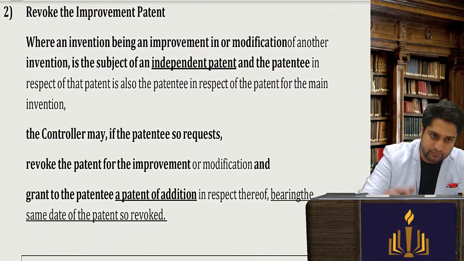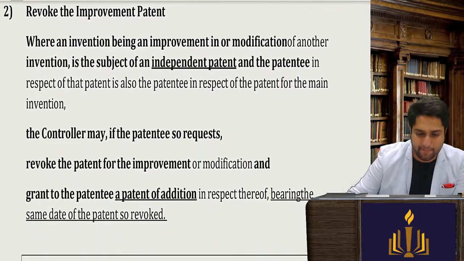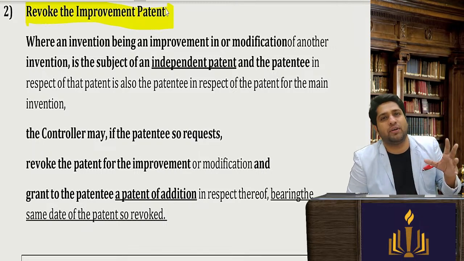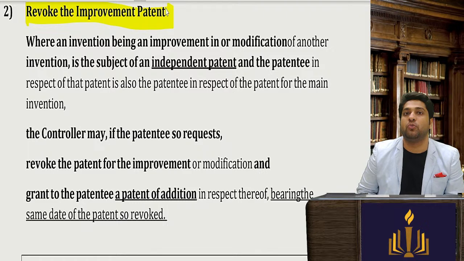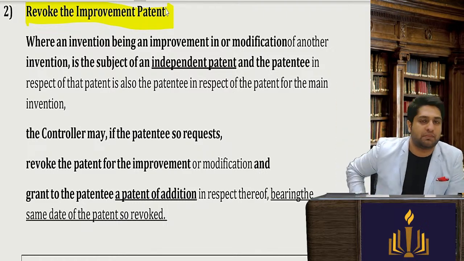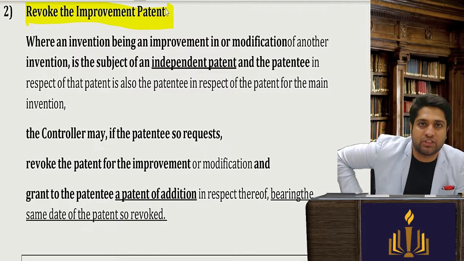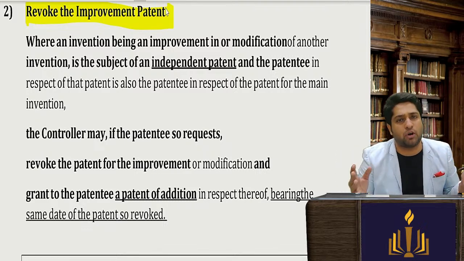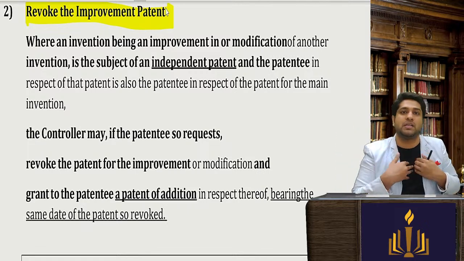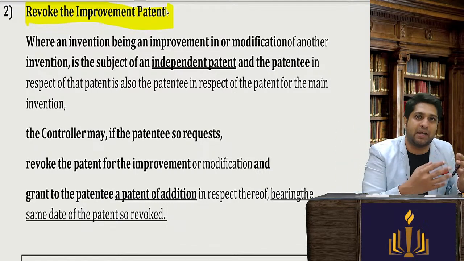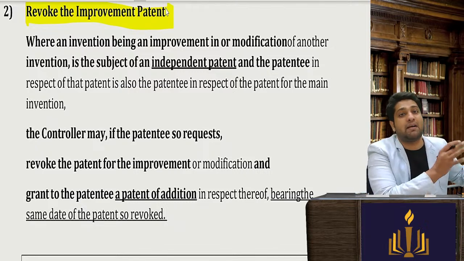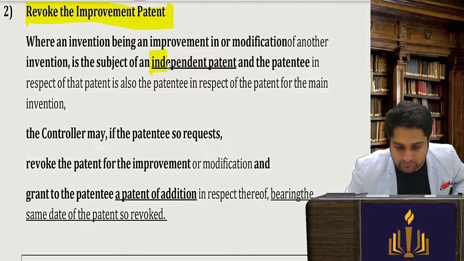Now, second scenario. Now, second case. I told you the first case where the improvement or modification was minor, which otherwise would have not been patented. So you will go under subsection 1. Now subsection 2 says that the improvement or modification is substantial, significant, which the inventor himself has applied for a separate patent in a separate application as an independent patent.